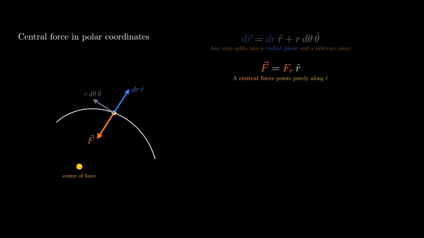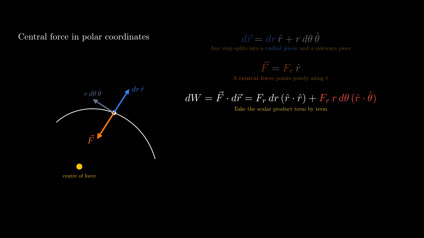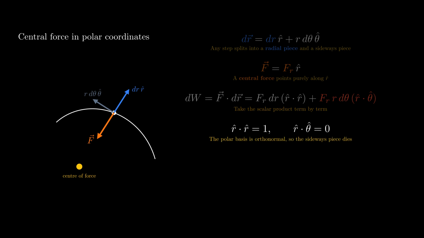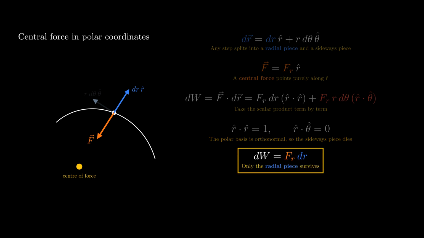A central force points purely along r hat. Dot the force with the displacement, and the sideways piece dies because r hat dot theta hat is 0. What survives is dW equals F sub r dr. That is the whole trick. The angular motion, however complicated, contributes nothing to the work.